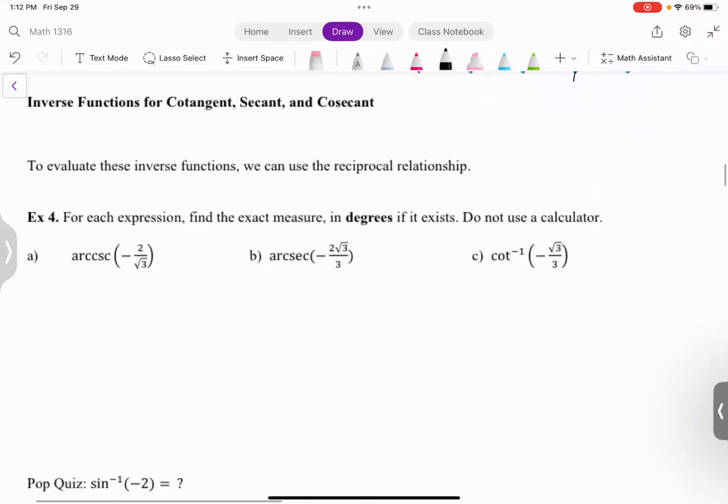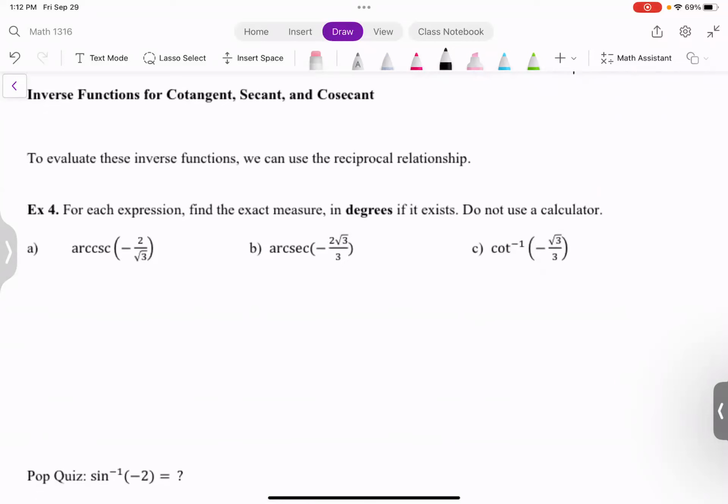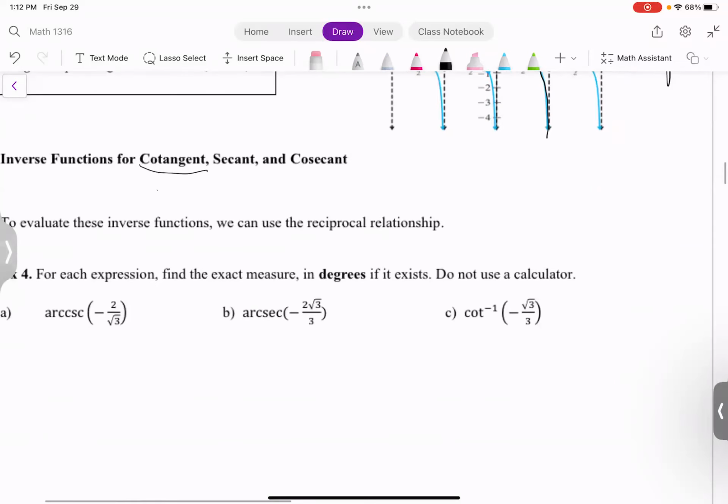Let's see, inverse function for cotangent, secant, and cosecant. So what is the cotangent? That's cotangent, inverse of cotangent x. And secant is, what is secant? I know that secant x equals 1 over cosine x. Oh, reciprocal of cosine. And what is cosecant?